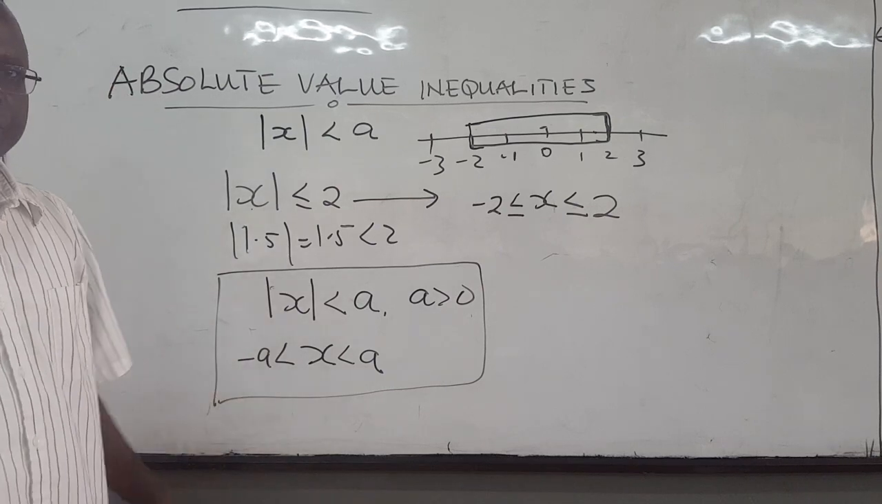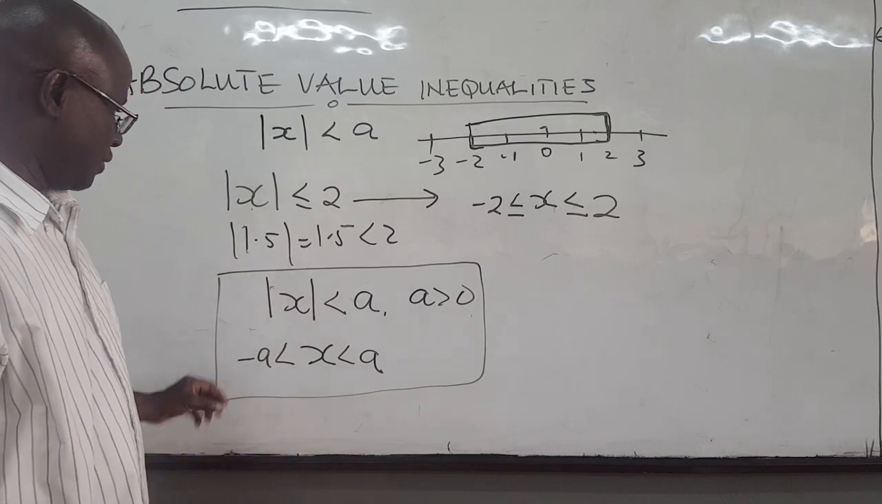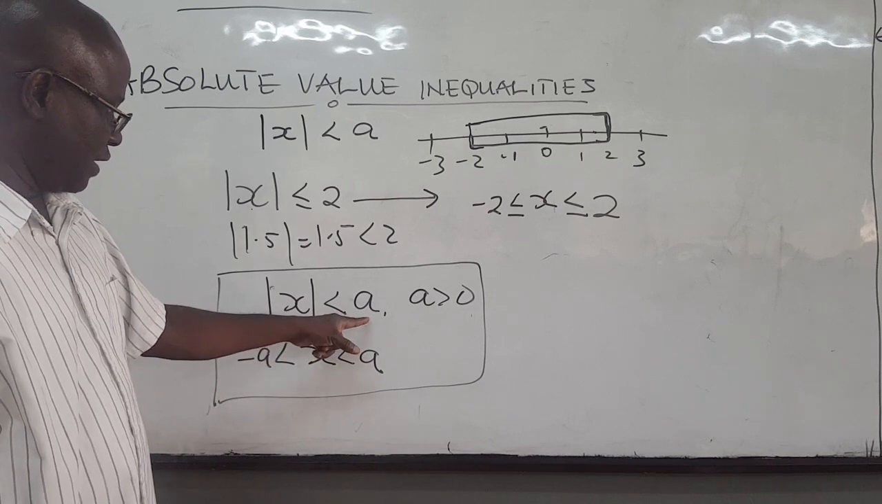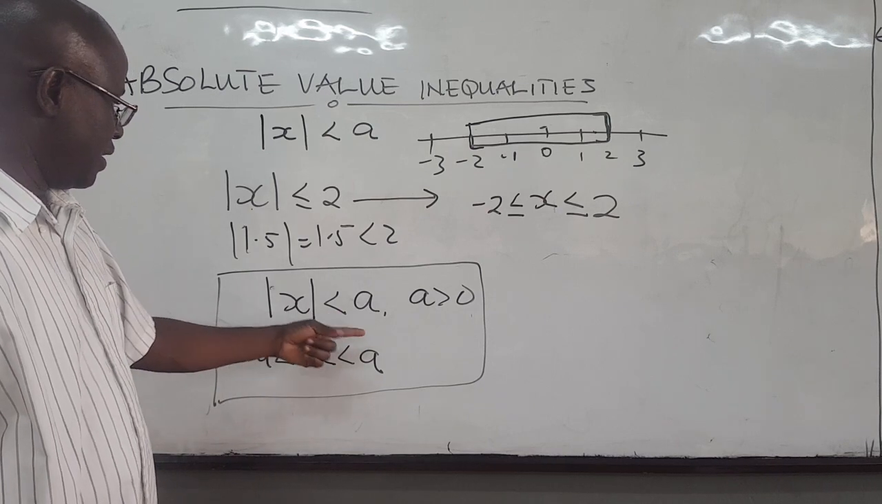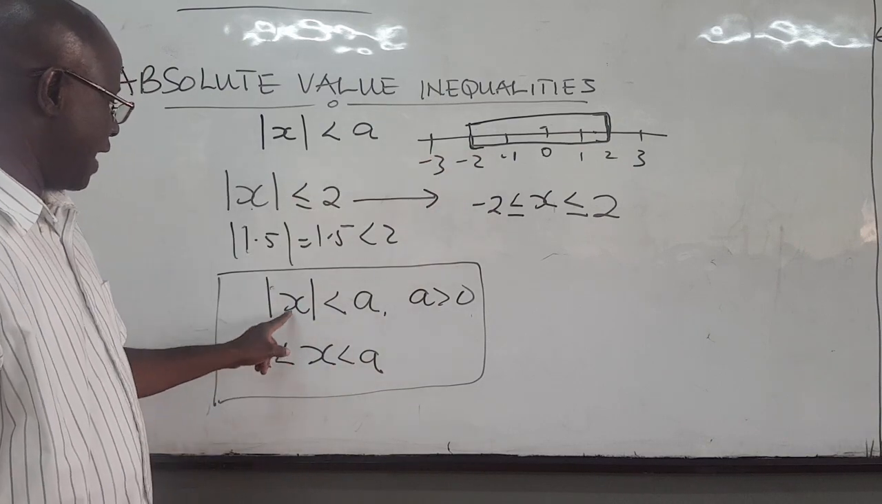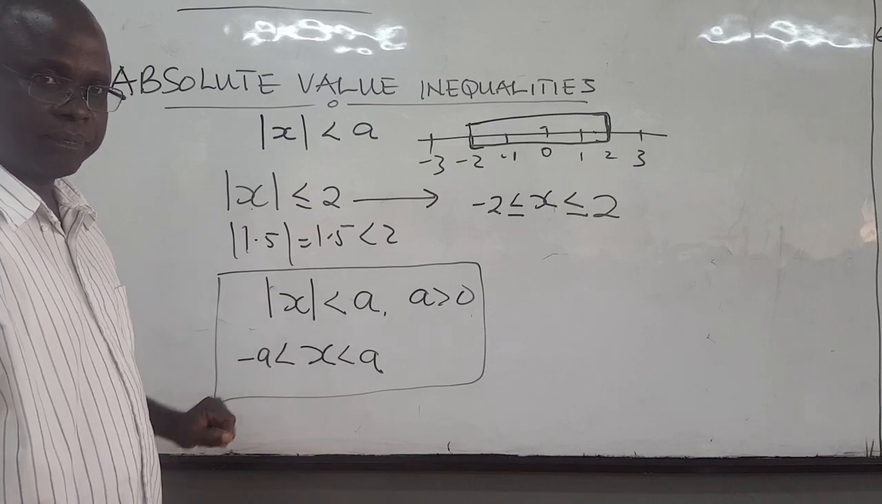This is very important for solving absolute value inequalities, so take note of that. Whenever you see the absolute value of x less than some positive number a, you can also write it as this, as I explained here. It means that x must lie in this interval.